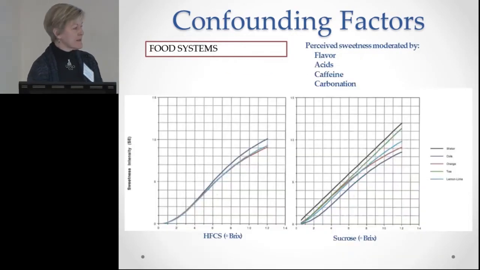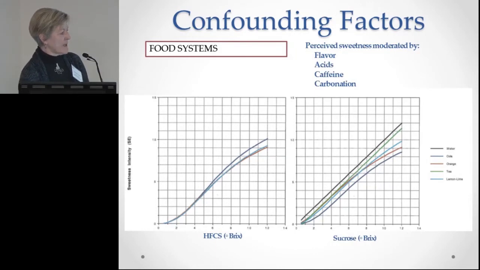Other food systems, this is really old data, but here we have different beverages, one with high fructose corn syrup, one with sucrose. You can see on the right-hand graph that black line is a straight line. The panelist is anchored to that. So, 5% sucrose is 5 on the scale, 10% sucrose is 10 on the scale. It's a very straight line, but the minute you start putting it in other things, that tends to come down. So the green line for tea is quite linear, but you start adding flavor, you start adding acids, you start adding caffeine, you start adding carbonation. It gets complex pretty quickly.